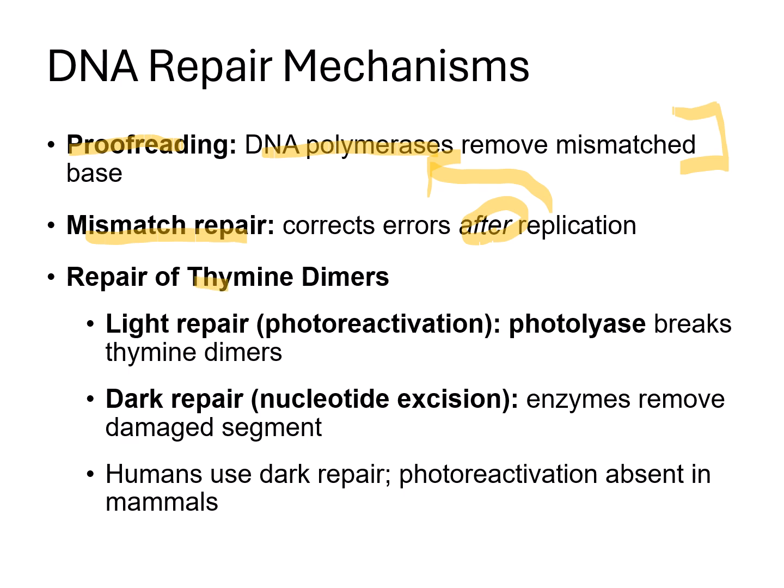To repair thymine dimers, there are two types of repair. We either have light repair, also known as photoreactivation, where an enzyme called photolyase will break the covalent bonds between those thymines, or dark repair, also known as nucleotide excision repair, where enzymes will remove the damaged segment. Humans only have dark repair. We don't have photolyase. So photoreactivation is absent in us and other mammals.